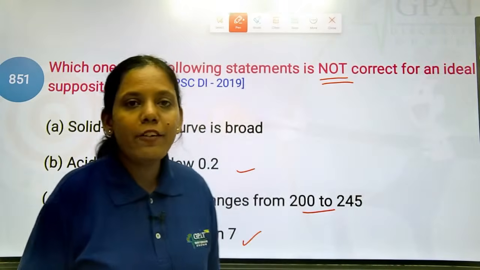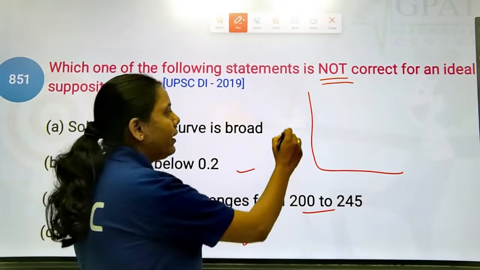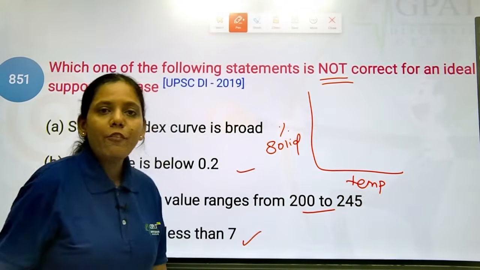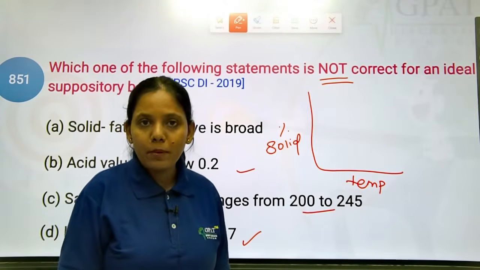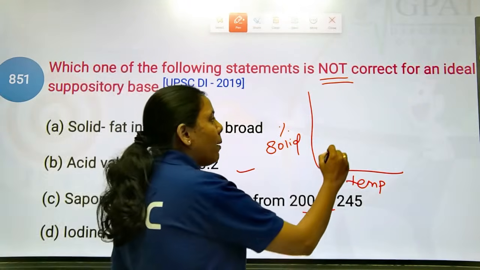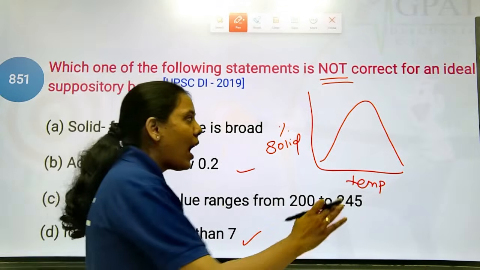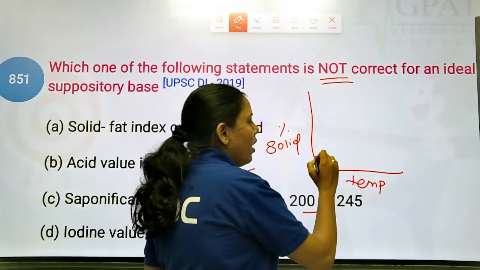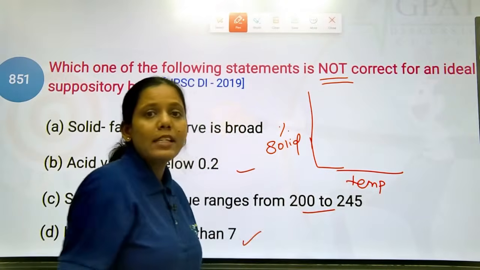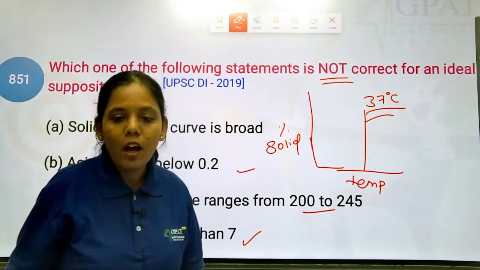What do you mean by solid fat index? That is nothing but a graph which is plotted between percentage of solid versus the temperature. This graph will tell you at what temperature your suppository will melt. And if it is having a broader range, it will show something like that. But we do not want a broad graph, rather we want a sharp and narrow graph which will melt the suppository at a sharp melting point, maybe at 37 degrees Celsius, which is the body temperature.